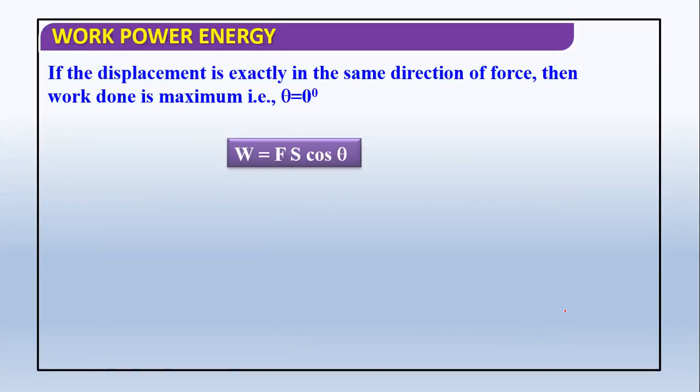Okay. Next we see if displacement is exactly in the same direction as force, the work done is maximum. Exactly in the same direction means they are exactly parallel, so theta is 0. So F S cos theta means cos 0, and what you get is F into S. So when the angle between them is 0, the force and displacement are exactly along the same direction, and the work done has its maximum value.